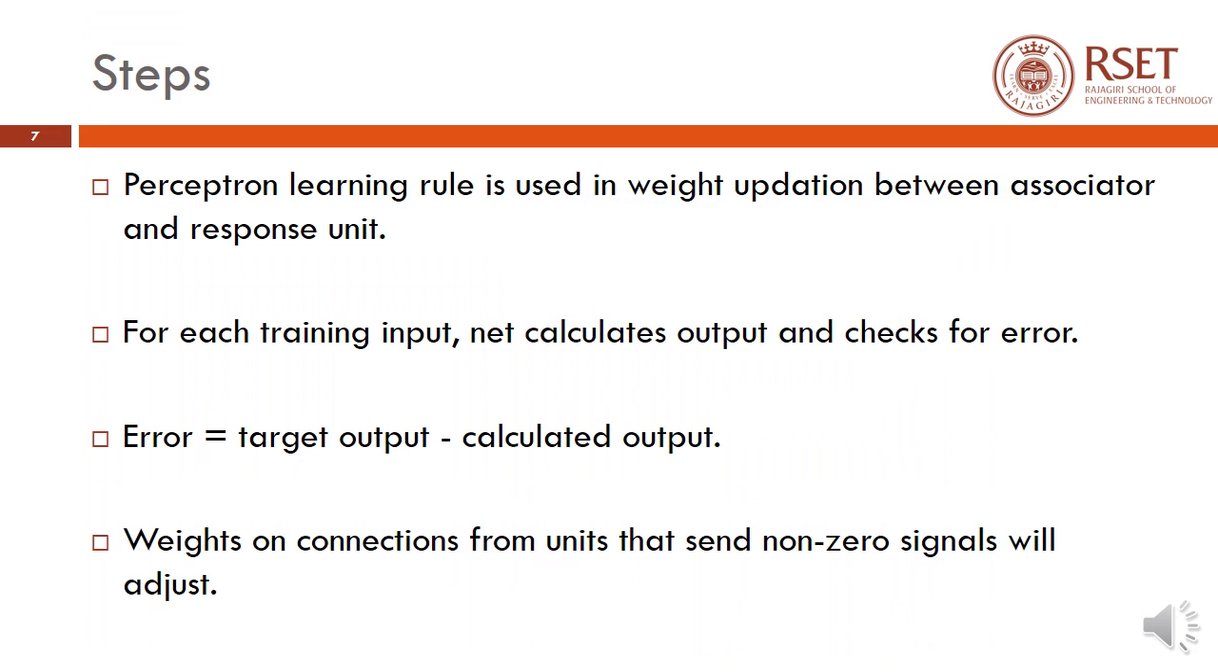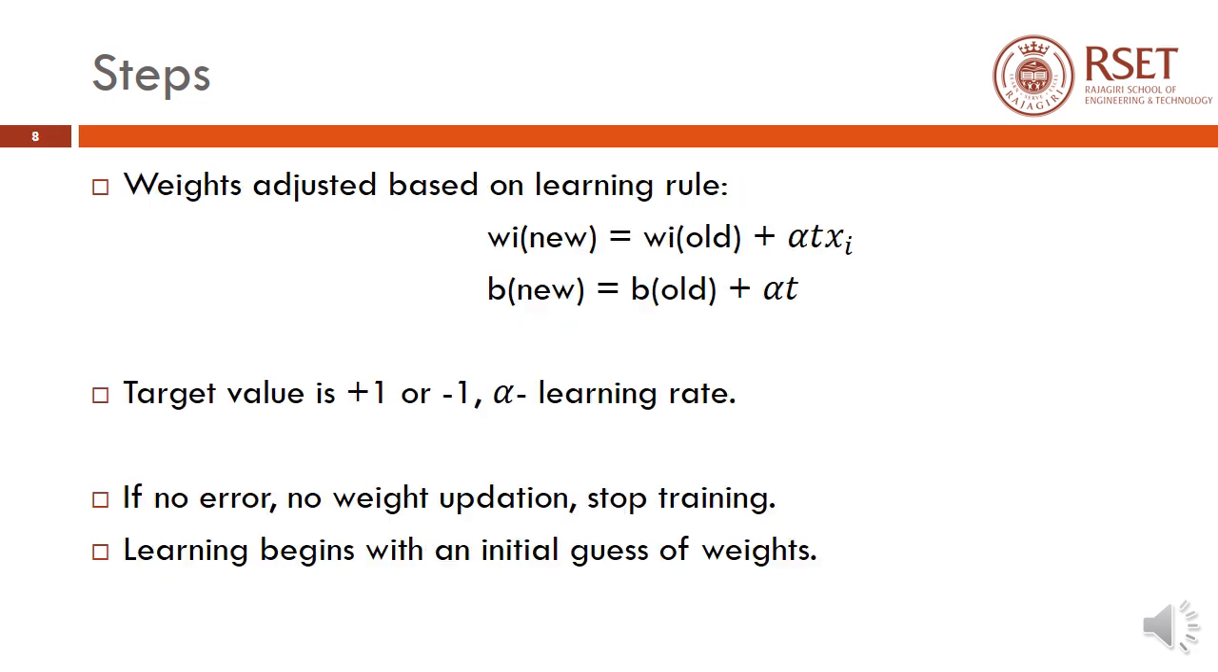Perceptron learning rule is used for weight updation between the associator and response unit. There is no weight updation happening from the sensory unit to the associator unit. And how is this weight updation happening? For each training input, the network will calculate the output and check for errors. The error is calculated as target output minus calculated output. And the weights on the connections from units that are sending non-zero signals will be adjusted.